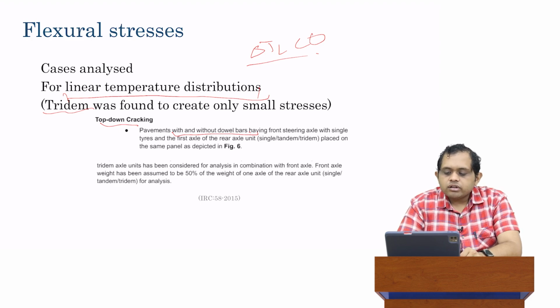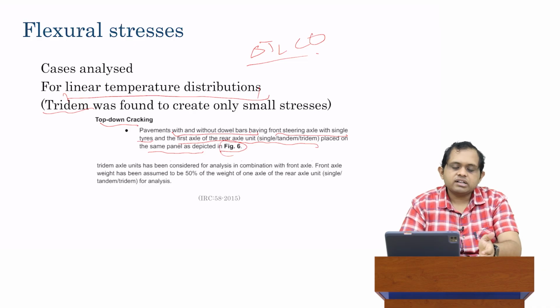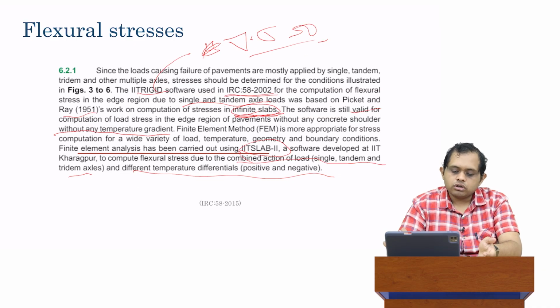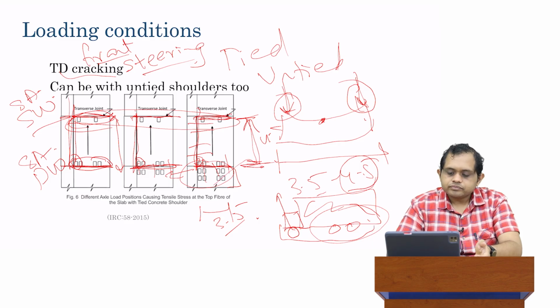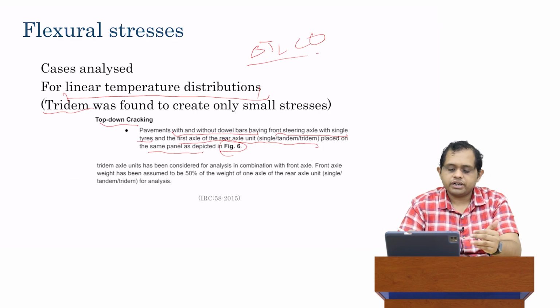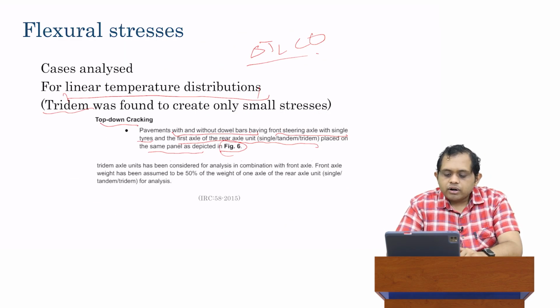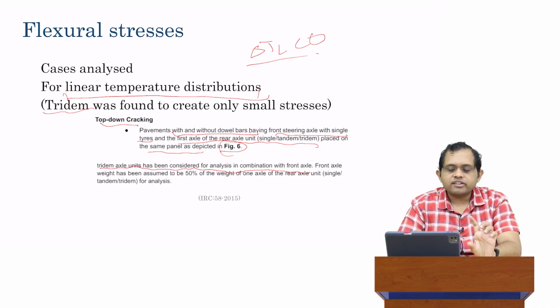Anyway, for pavements with and without dowel bars, having a front steering axle with single tires and the first axle of the rear axle unit placed on the same panel, as depicted in figure 6. So basically the same loading conditions as I showed over here, but with consideration for both doweled and undoweled sections. What has been found is that tridem axle units have been considered for analysis in combination with the front axle. Although the stresses due to them tend to be small, they still have been considered. The front axle weight has been assumed to be 50% of the weight of one axle of the rear axle.